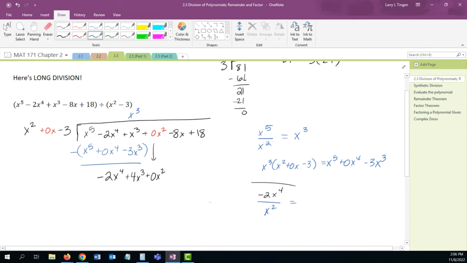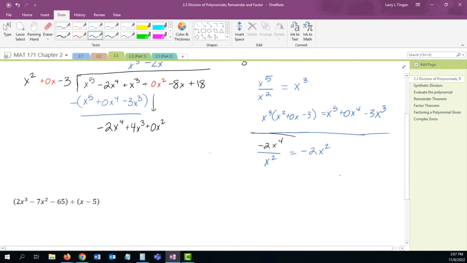Negative 2x to the fourth divided by x squared is negative 2x squared. Right? So that means the next term in my quotient is negative 2x squared. And now I do negative 2x squared times x squared plus 0x minus 3, which equals negative 2x squared times x squared is negative 2x to the fourth. The 0x is not absolutely necessary, but again, it does help line things up.